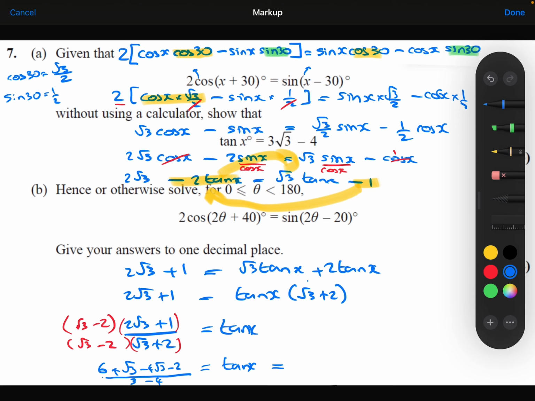Which we can see the numerator then, we've got the 6 minus 2 is 4. We've got the root 3 minus 4 root 3, which is minus 3 root 3. The denominator, 3 minus 4 is minus 1. And dividing through by minus 1 will make the signs on the numerator flip. And that was the desired answer for part A.